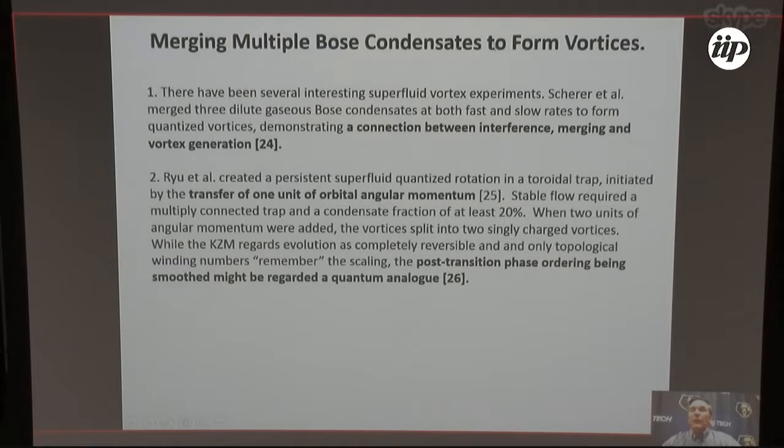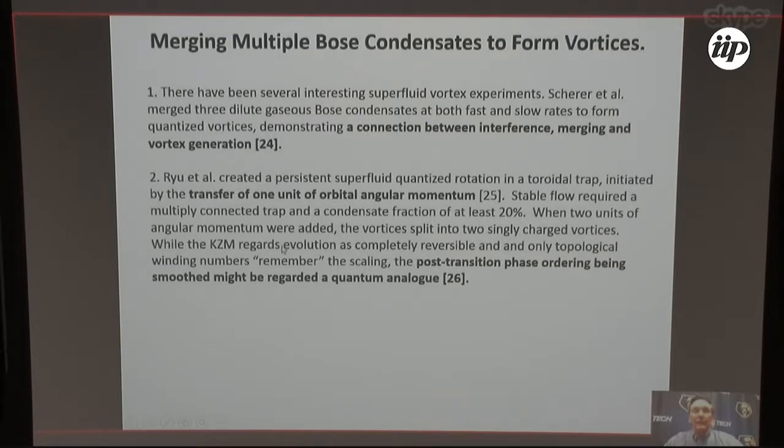Merging multiple Bose condensates to form vortices. There have been several interesting superfluid examples. One of these is a dilute gaseous Bose condensate, in both fast and slow rates, forming quantized vortices demonstrating interference, merging, and vortex generation. That was fairly interesting relative to Nazir's comments. Here is a case where they have transfer of one unit of angular momentum. The stable flow required multiply connected traps and a condensate fraction of at least 20%, which is what we see in helium. With two units of angular momentum, most likely it's going to split apart into two singular vortices, which it did.